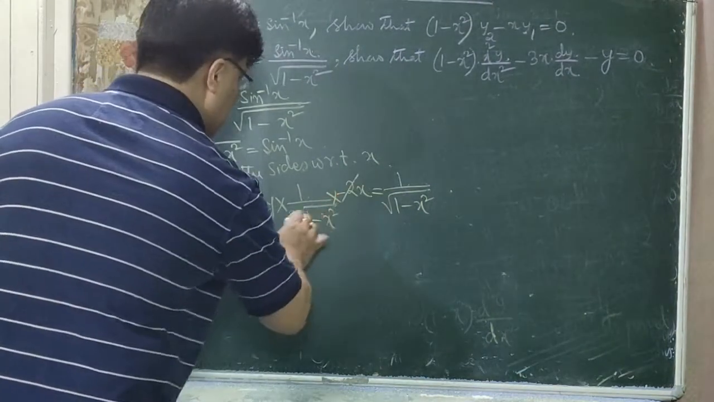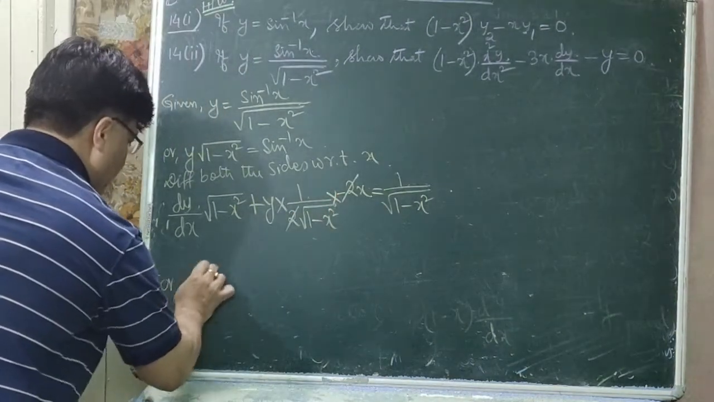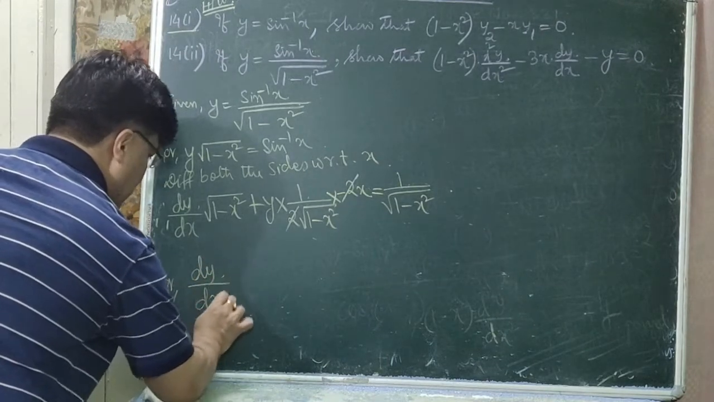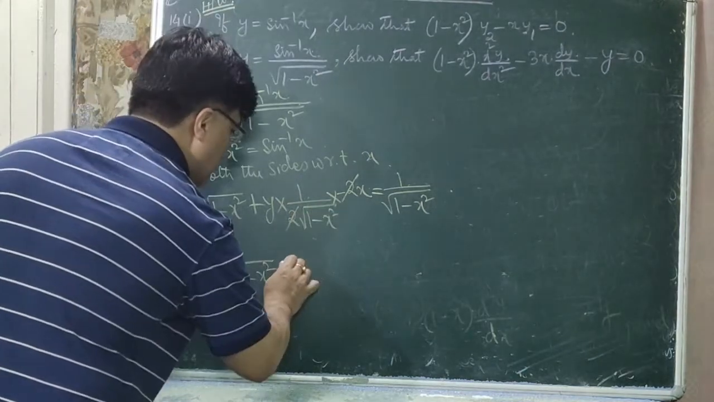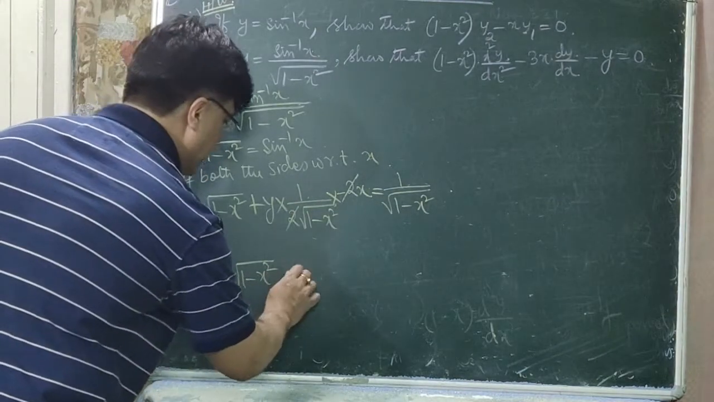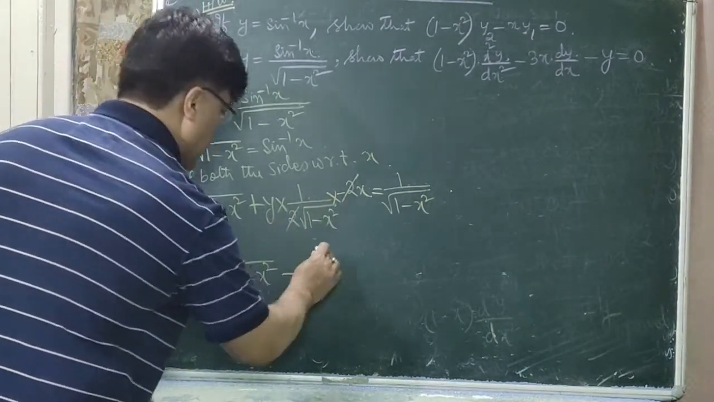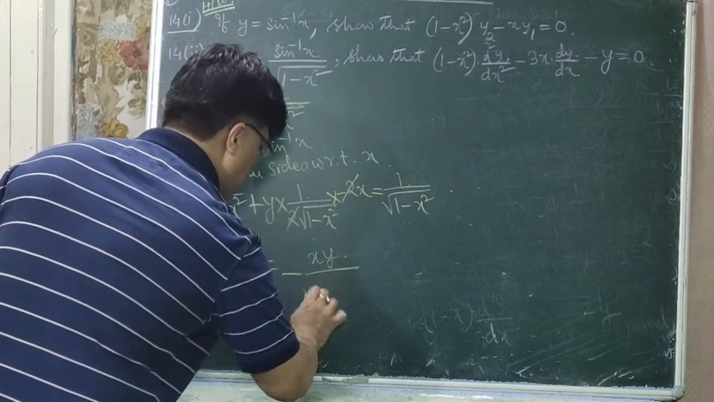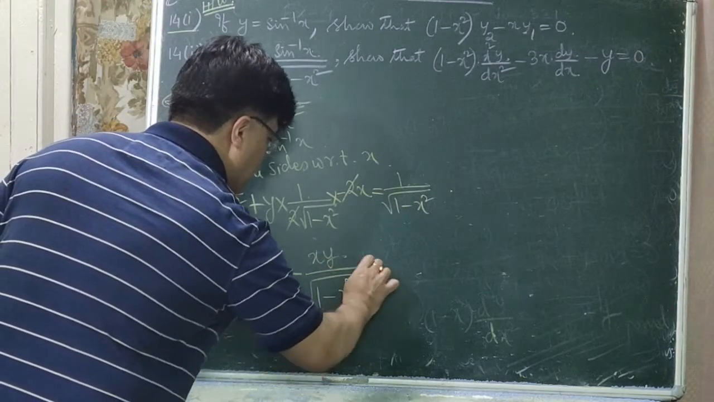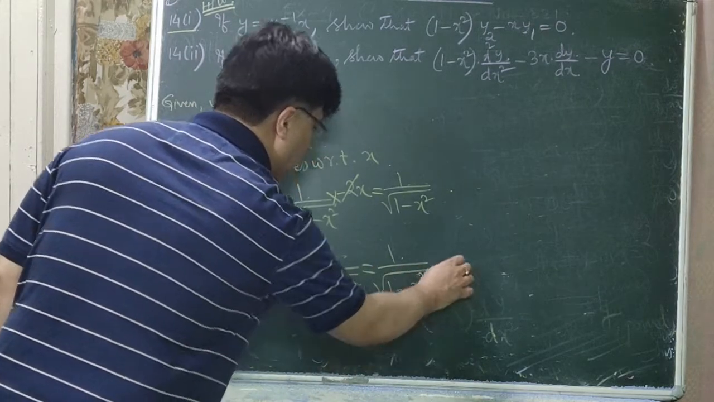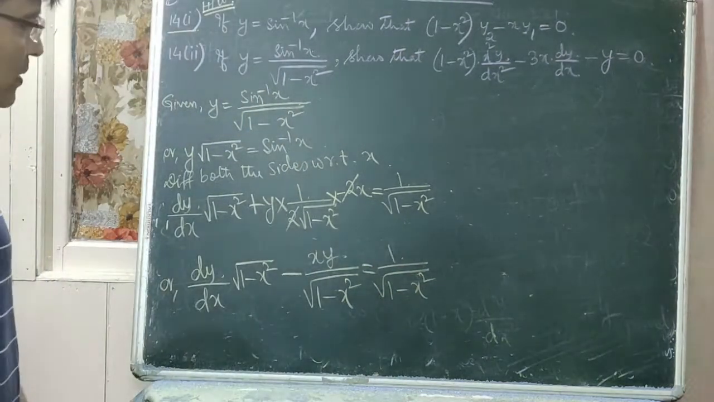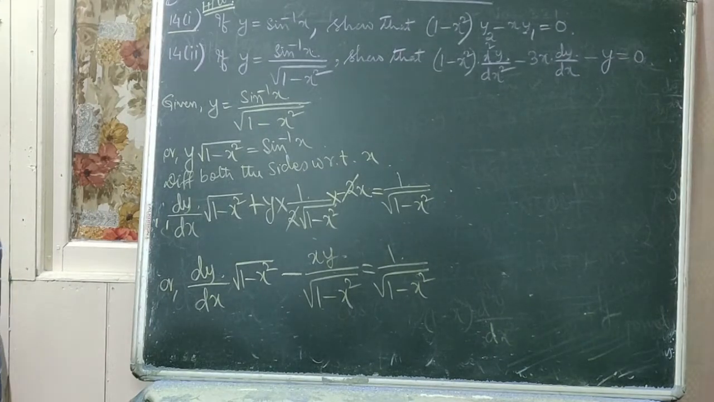So here you can cancel, this 2 gets cancelled, so dy by dx times root over 1 minus x square plus or minus, this is your minus sign, x into y divided by root over 1 minus x square, which is equal to 1 upon root over 1 minus x square. So I think you have understood it.